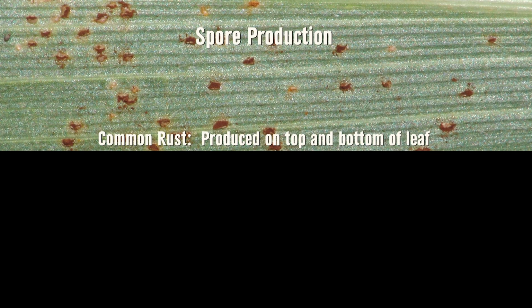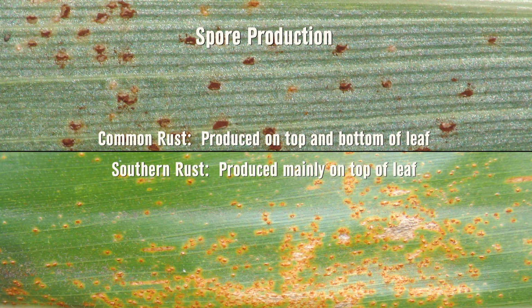Common rust spores tend to be brick red to brown in color, and they're produced equally well on both the upper and lower leaf surfaces. Southern rust, however, produces orange to tan spores, and those spores are primarily produced on the upper leaf surface.